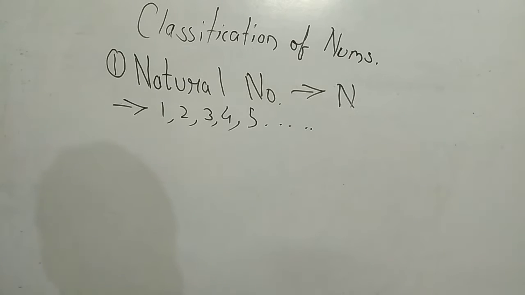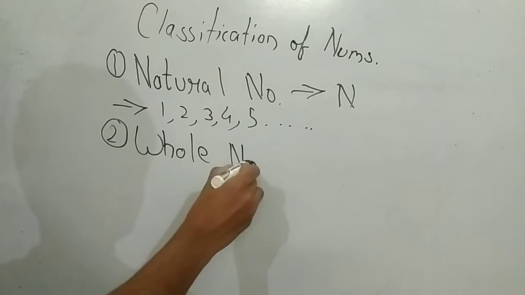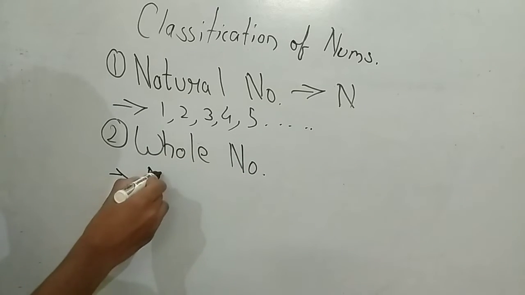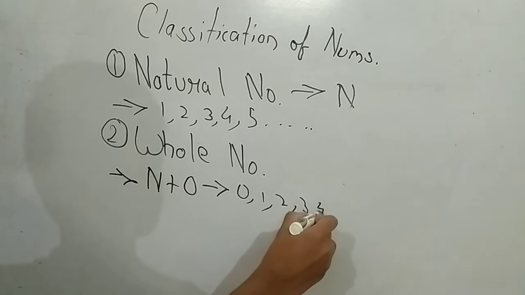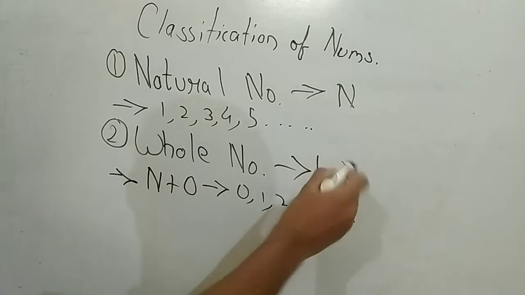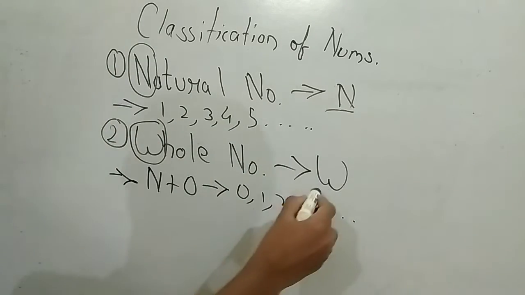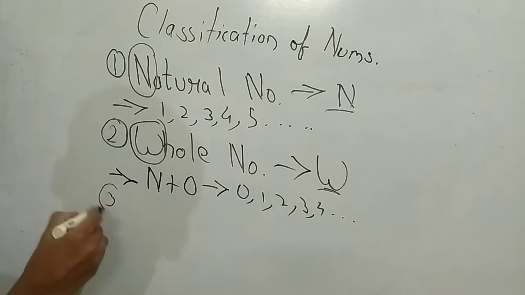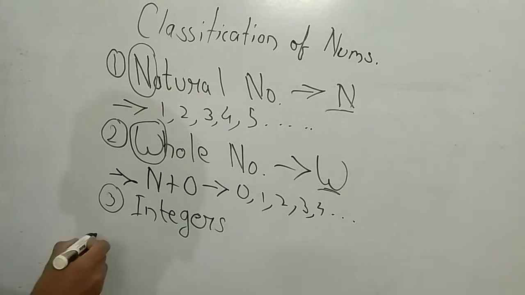Now moving on, we get whole numbers. If we add 0 in the natural numbers, then it gets completed, meaning there was a part, now it has become whole. Therefore they are called whole numbers and we denote it by W. Notice a common theme here, the first letter of them is their sign. That's easy, right? Then we get integers.